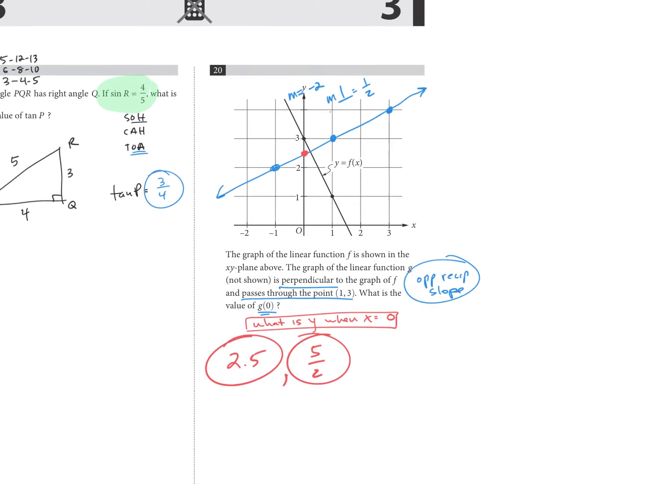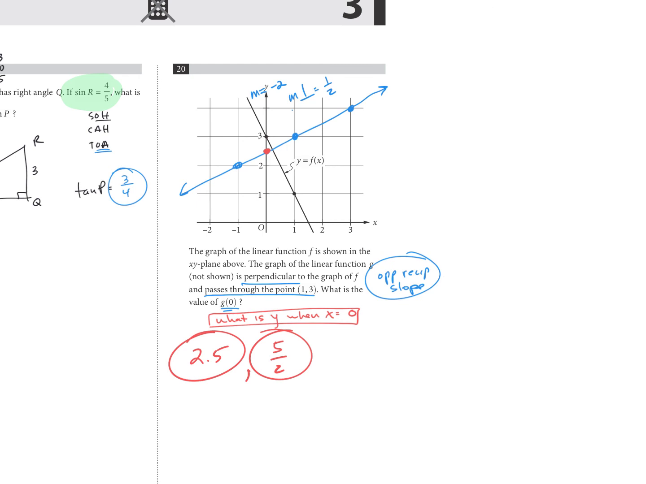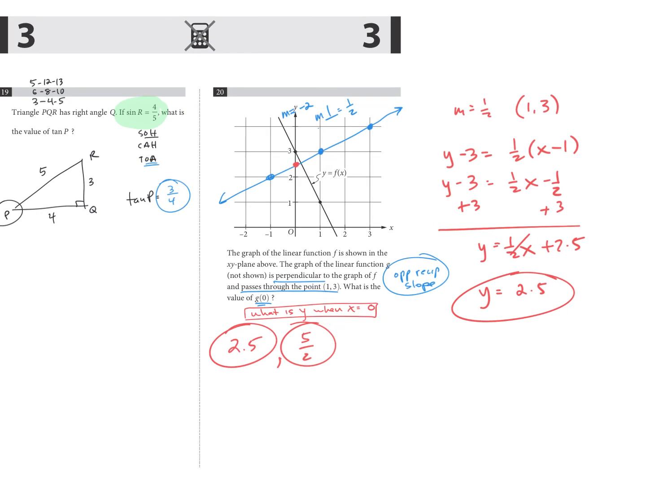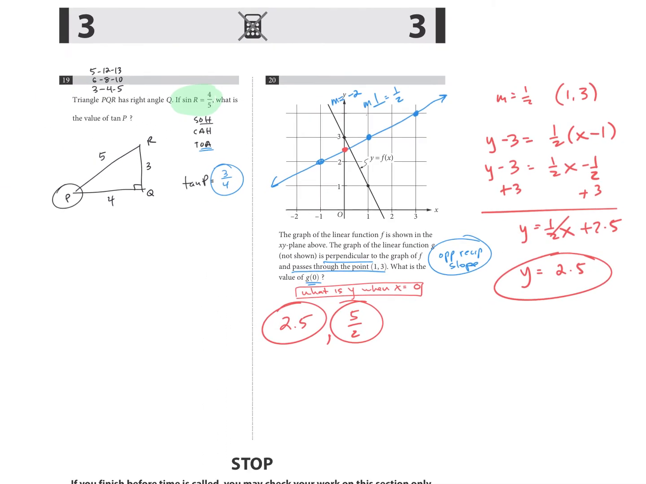If you had some time and wanted to confirm this, you can find the equation of a line that has a slope of 1/2 and goes through the point 1, 3. So I would do point slope form. I'm just going to go through this. It's good review either way. So I add 3, and I get y equals 1/2 x plus 2.5, since 1/2 plus 3 gives 2.5. And again, g of 0, what is y when x is 0? That would be 2.5. So I just confirmed what I saw in the graph, with a little bit of finding the equation of the perpendicular line.